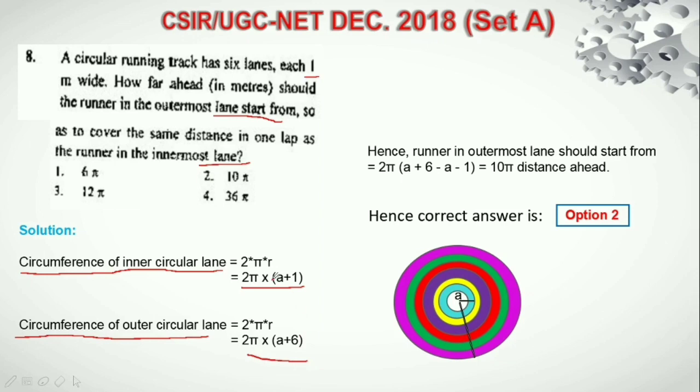So in order to calculate the distance, we subtract the circumference of the outer lane and the circumference of the inner lane.